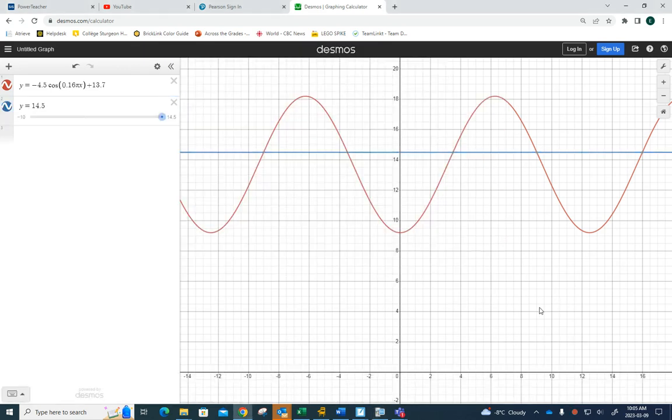Okay, questions about Desmos? Anybody having issues with it working? Yes? You're welcome. If you can't see it on your screen, just move your screen around, maybe you'll find it. And then you'd also type in the 14.5 in there as well.